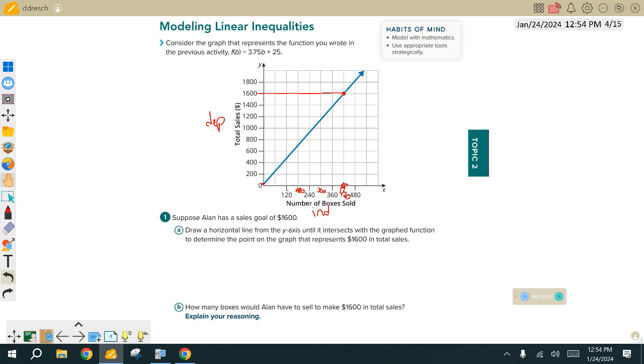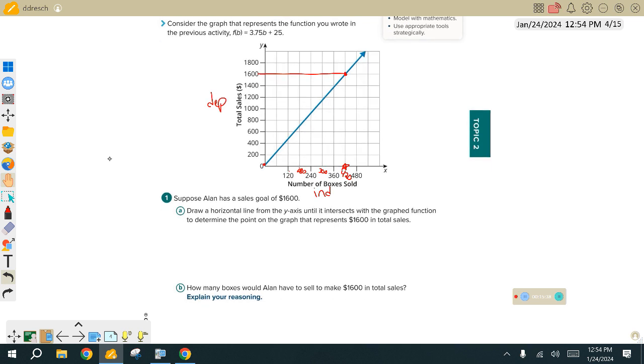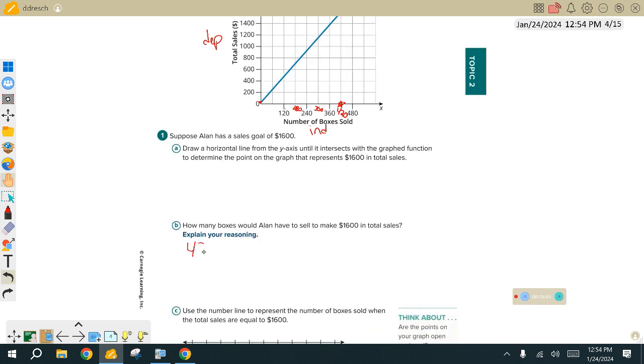420. 420 on that one is going to be how many boxes? 420 boxes sold to make $1,600. And we've done that one already. We've done that one back in November, December when we worked with the linear equations. Okay. Now, looking at our graph there, we saw that sales had to be 1,600. Drop it down to the x-axis to see where our independent was at.